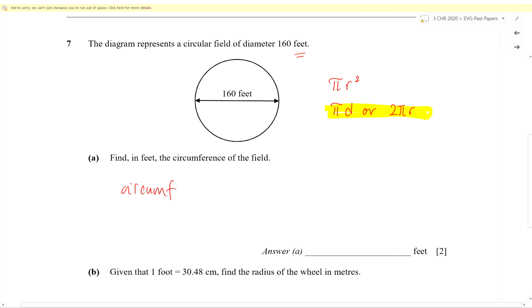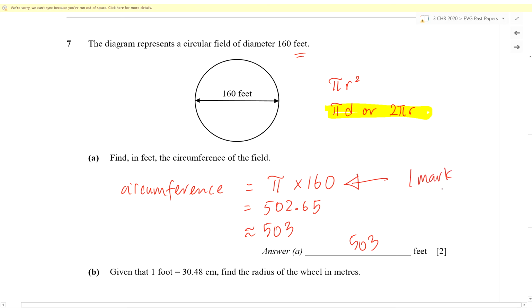Circumference, pi times 160. So use our calculator, 160 pi. We get 502.65. Then we need to round it off to 3SF. Because this is not exact. Show me what's the 3SF over here? 503, yes. 503 feet. This is the 1 mark. Here we have 1 mark.